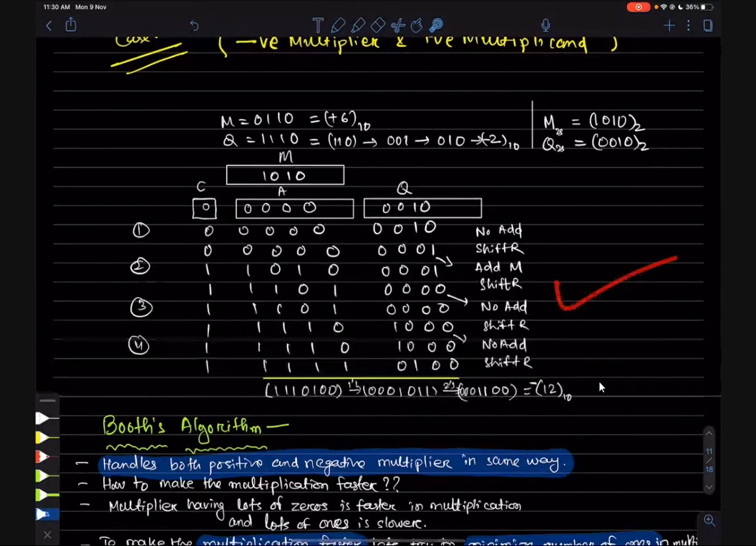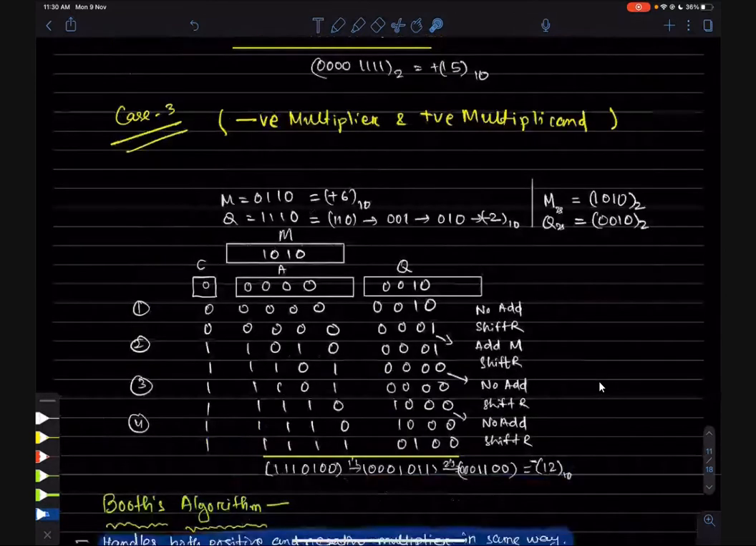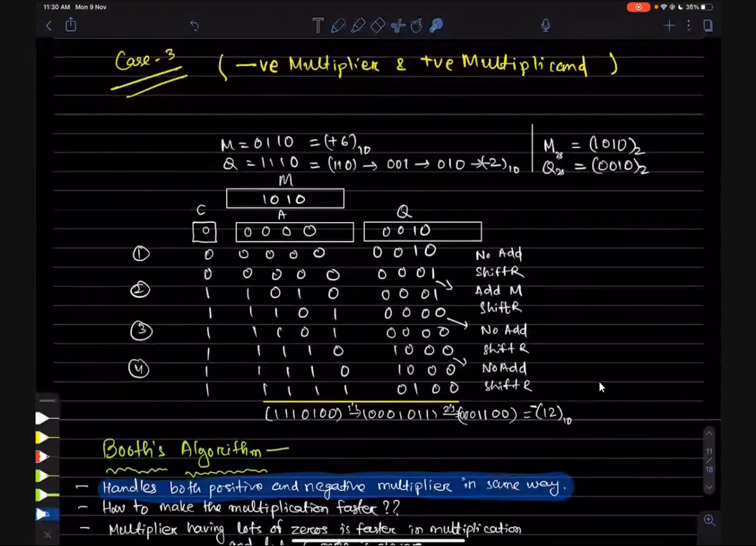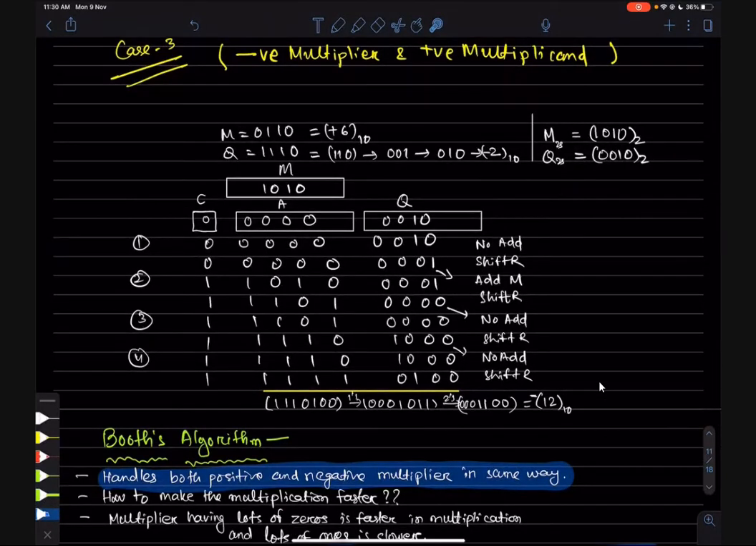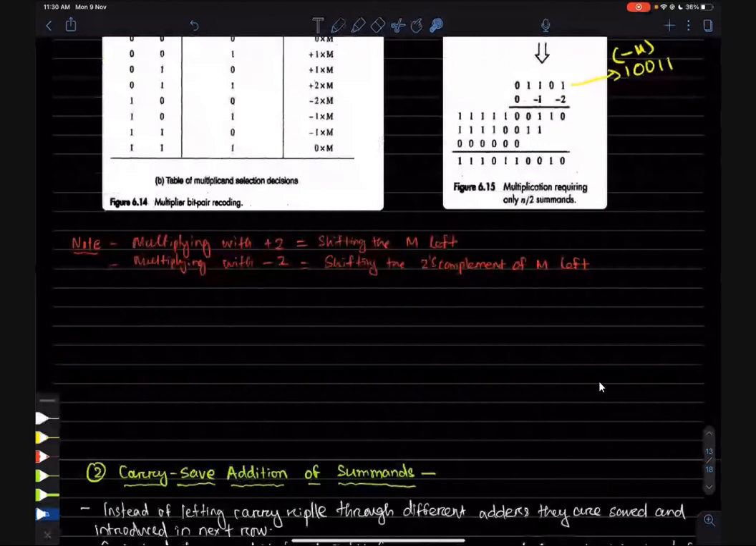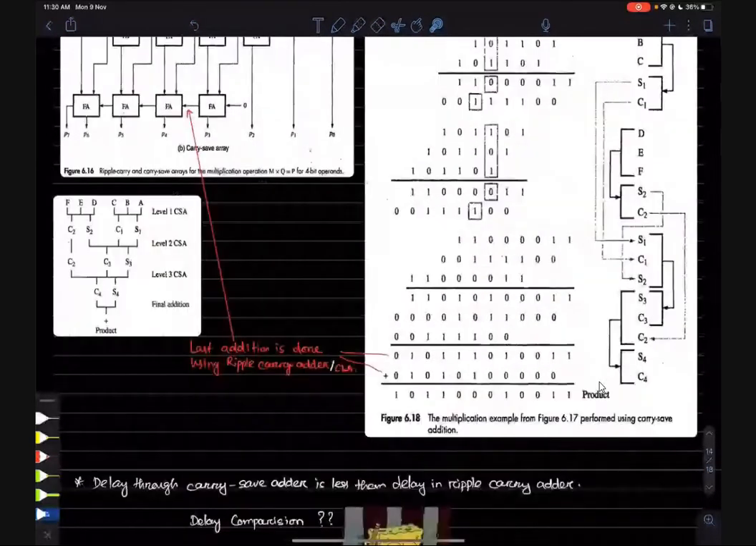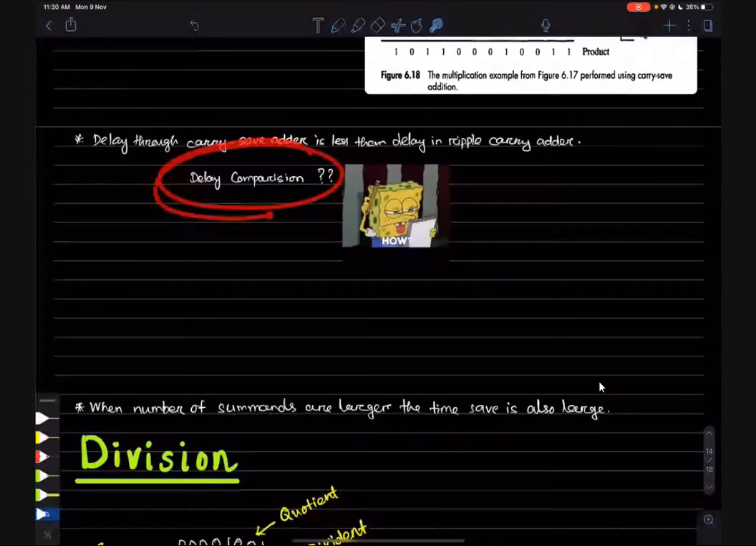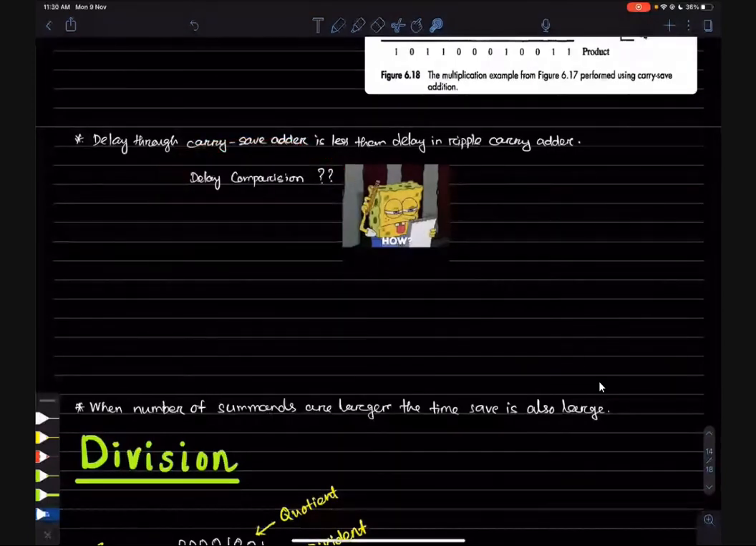Don't worry, I will send this note maybe after 2 days, because the whole chapter will be over in the next class. So carry save addition is over. This delay comparison, whoever does the comparison and tells me which one is faster and how it is faster, will get another 5 marks in CT2.